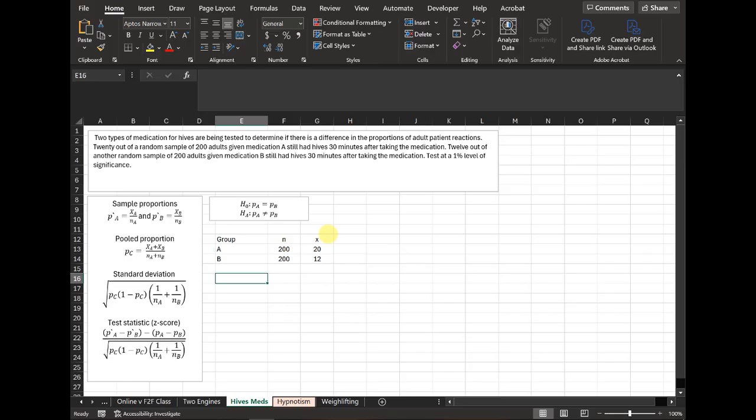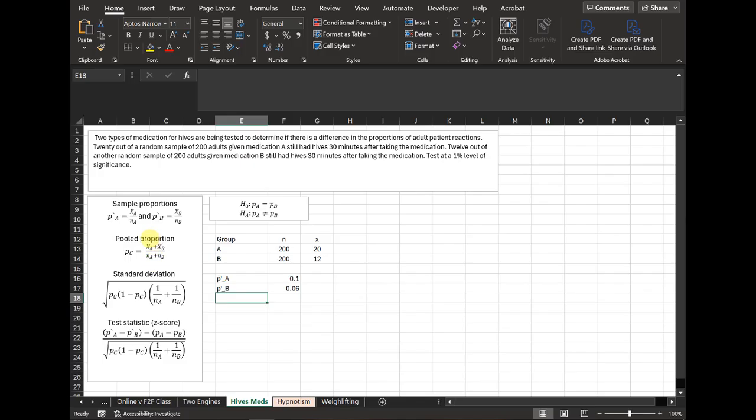Okay, so in this case, now what I need to do is go through and calculate all of these formulas here. So you're going to have your proportion for group A, which I'm going to call P prime sub A. I'm going to take that as 20 out of 200. And I'm going to have my P prime for group B. So that's going to be my 12 out of 200.